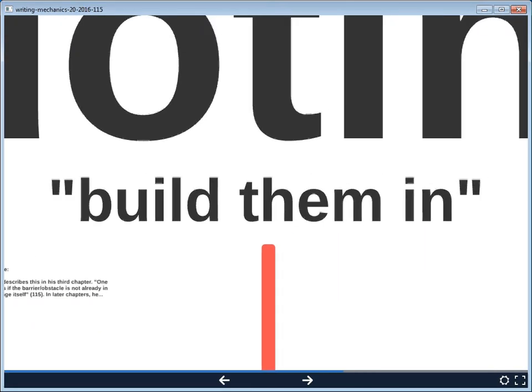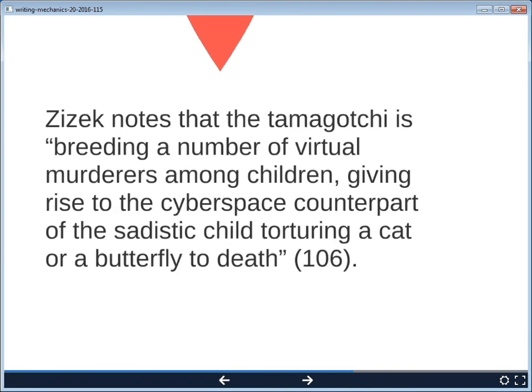Build in your quotes. For example, "Zizek notes that the Tamagotchi is", so those are my words, and then we're moving into the quote: "breeding a number of virtual murderers among children, giving rise to the cyberspace counterpart of the sadistic child torturing a cat or a butterfly to death." I told you Zizek was fun. And that's on page 106. We have another MLA in-text citation there. The period goes after the closed parentheses.